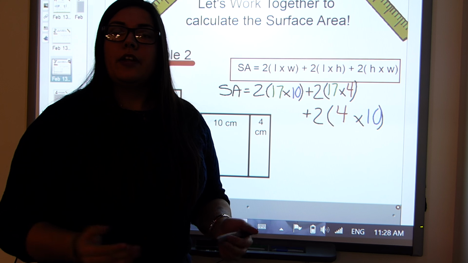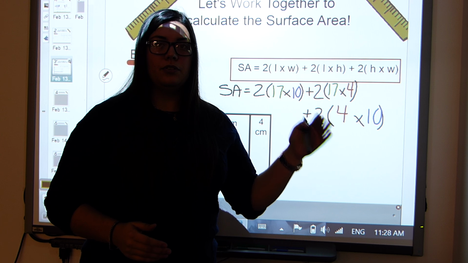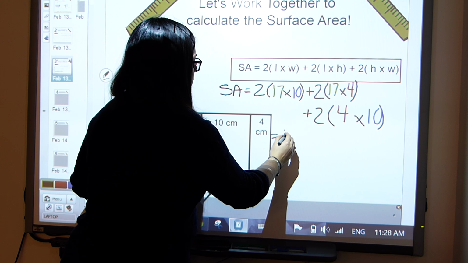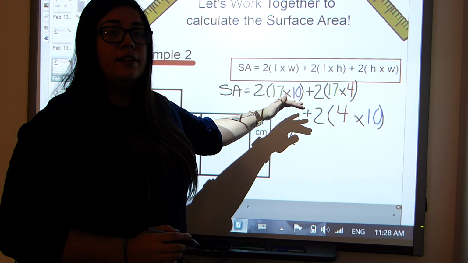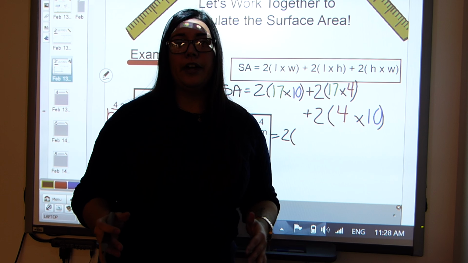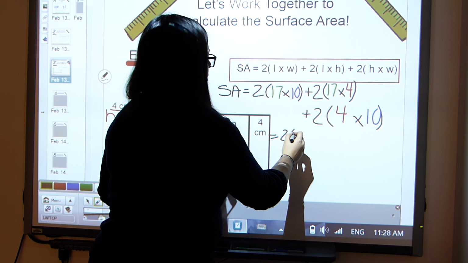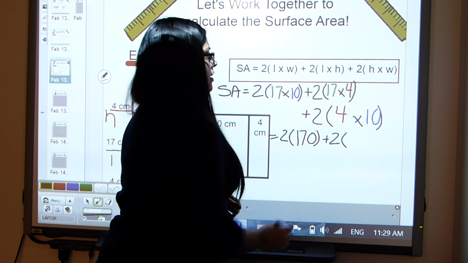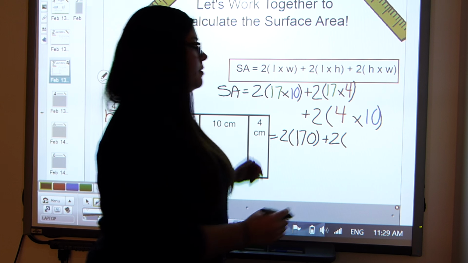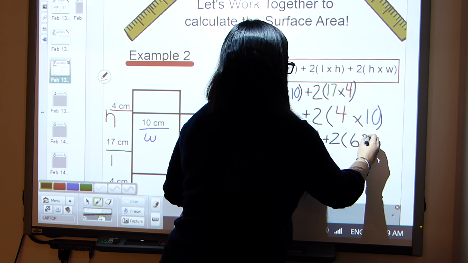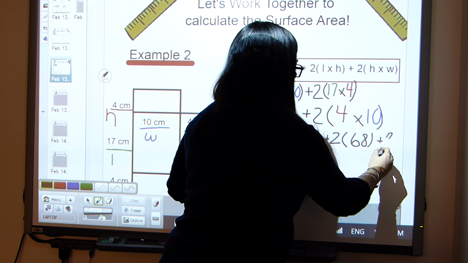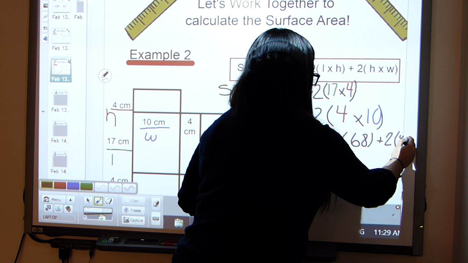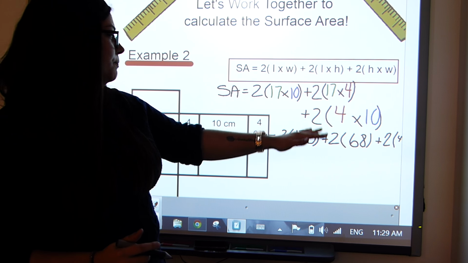So, same thing. Now we're going to do the brackets, then multiply the 2, and then finally add it all up. So for our first bracket, we have 17 times 10. You guys can use a calculator. Don't worry about doing this in your head. You will have calculators for your quiz. So 17 times 10 is 170. 17 times 4 is 68. And 4 times 10 is 40. We're just going to pretend that says 40 there. I ran out of room again.